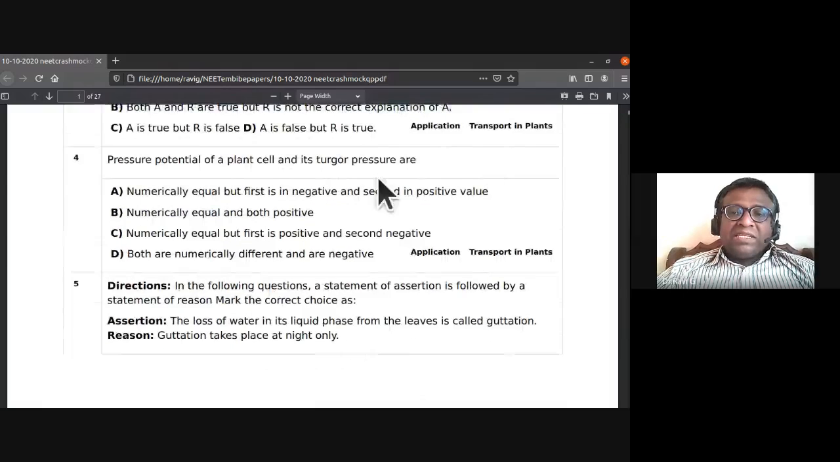Pressure potential of a plant cell and its turgor pressure are numerically equal, but the first is negative and the second positive; or numerically equal and both positive. See, another name for turgor pressure is pressure potential. So numerically it is equal and both are positive. So B is the answer for the fourth one.